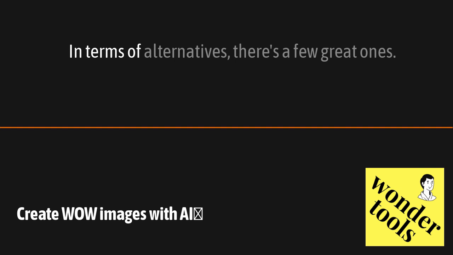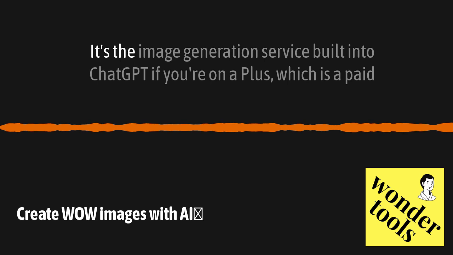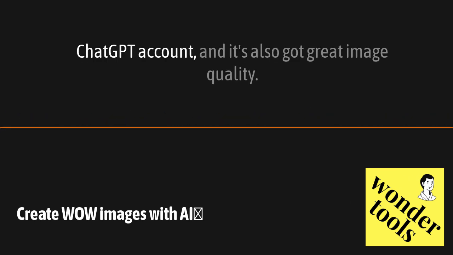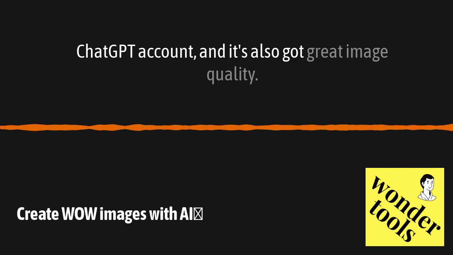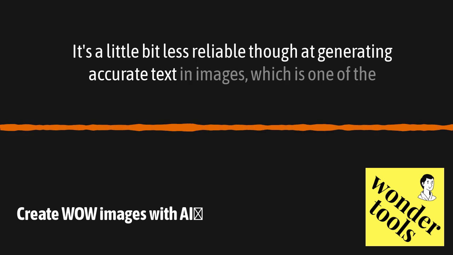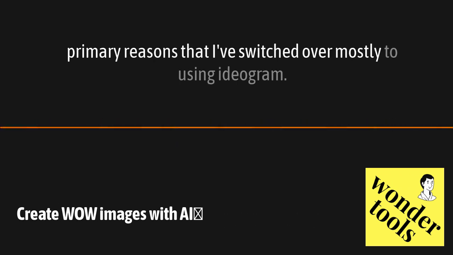In terms of alternatives, there's a few great ones. DALL-E 3 remains really good. It's the image generation service built into ChatGPT if you're on a Plus, which is a paid ChatGPT account. And it's also got great image quality. It's a little bit less reliable, though, at generating accurate text in images, which is one of the primary reasons that I've switched over mostly to using Ideogram.